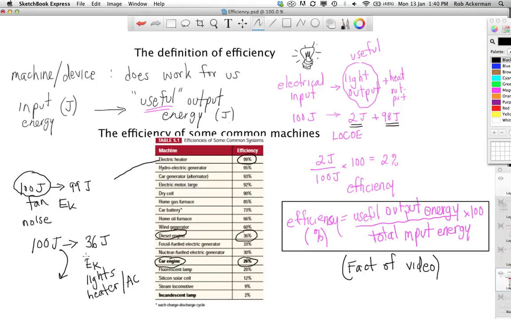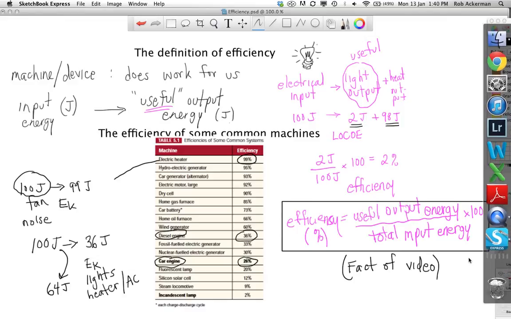Somehow, if 36 joules of energy comes out, then an amount equal to 64 joules will be lost. The question is, where is that going? I'd like you to pause the video right now, take a moment, and then come back, and we will answer that together.